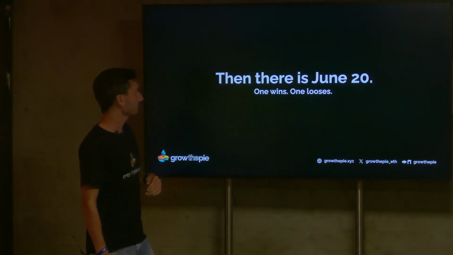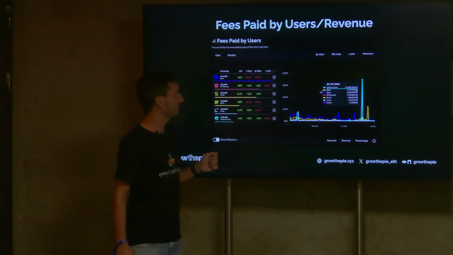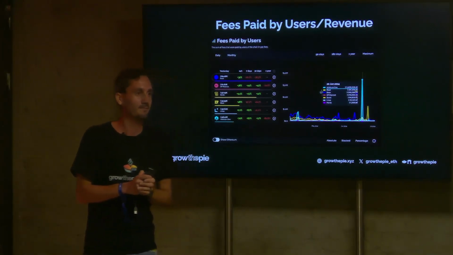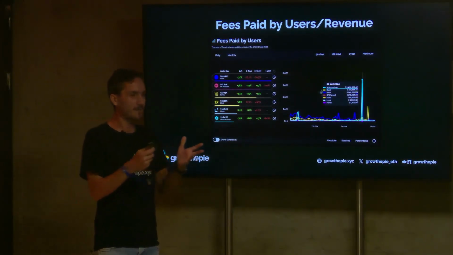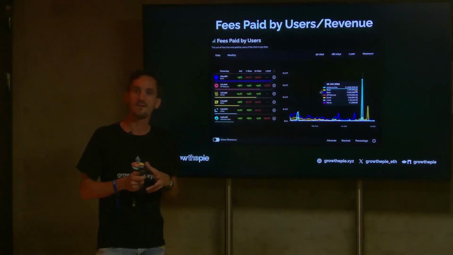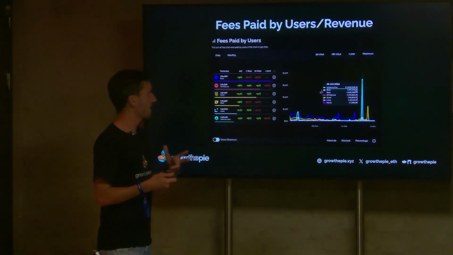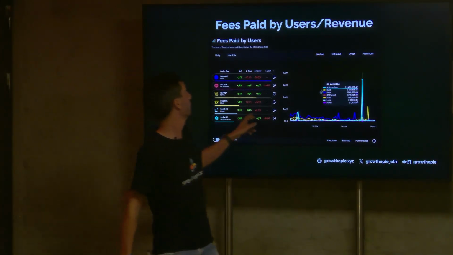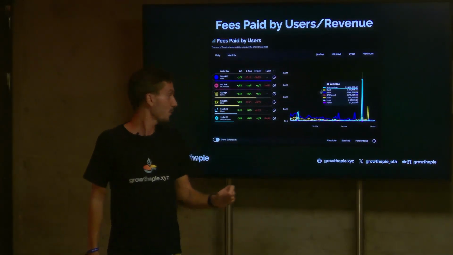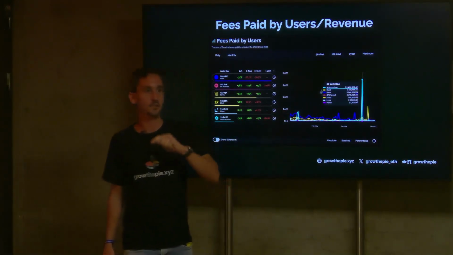But yeah, then there's June 20th. And on June 20th, there was an event which was a blob congestion, basically. In a nutshell, there was this LayerZero airdrop, and people could claim that on Arbitrum. And Arbitrum had quite an efficient way to deal with these transactions. So for example, on that day users in total paid 3.4 million in fees to Arbitrum just on that day.